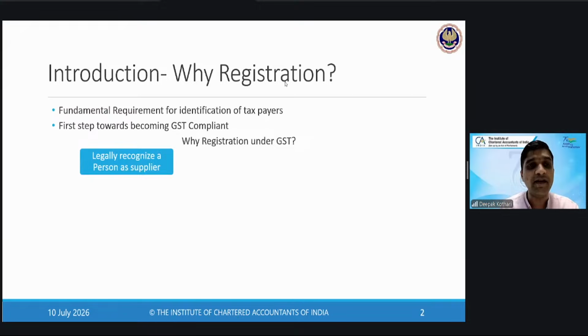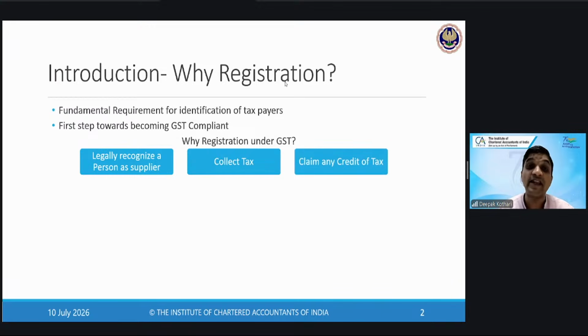Then you will be legally recognized as a person, as a supplier, which means that you will then have the right to collect the taxes. Once you're legally registered, legally recognized as a person, as a supplier, then you have a right to collect taxes. And then you can also claim your input tax credit. As we had seen in the previous session, if you have made so many purchases but you have not registered, then you cannot claim the credit. So in order to claim the credit, you have to register.